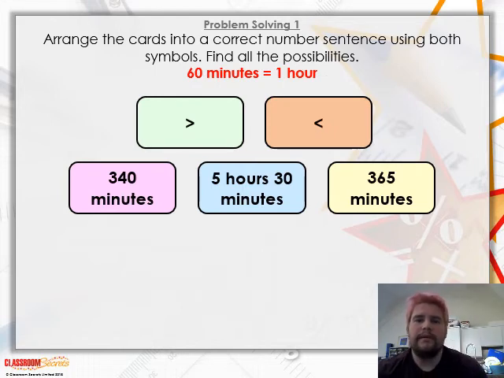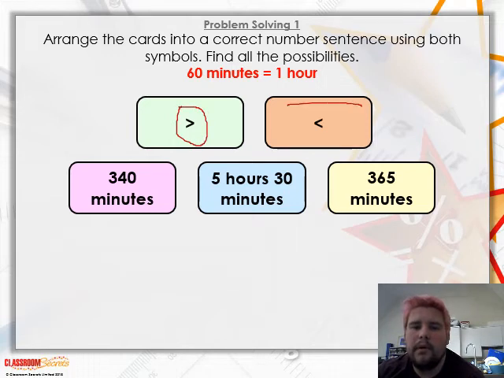Problem solving 1. Now this is the last one that I'm going to give you a bit of help on here. So arrange these cards into the correct number sentence using both symbols. Find all the possibilities. We've got the greater than symbol and we've got the less than symbol. So the number on the left is greater than the number on the right, or the number on the left is less than the number on the right. So we're in minutes, we're in hours and minutes, and we're in minutes.